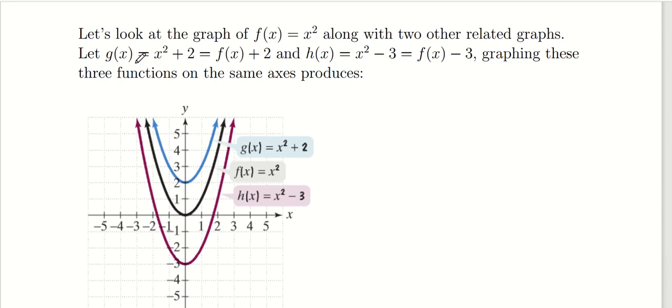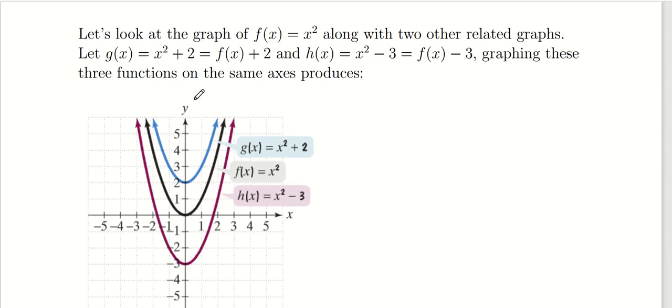Let's take a look at the function g of x now, which is going to be x squared plus 2. If we look at the form of g of x, it includes as a portion of it the parent function f of x, but with the addition of plus 2. So we can relate it back to the original graph of f, our parent function. Its formula is nothing more than f of x plus 2. And its graph is the one shown here in blue.